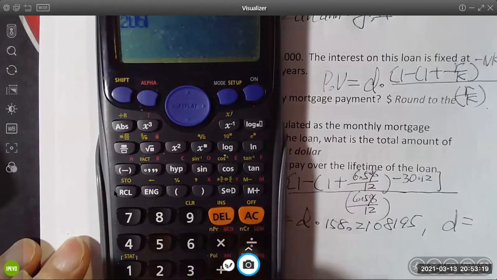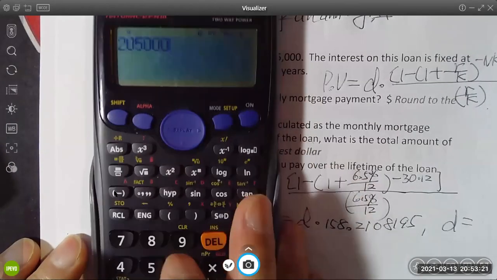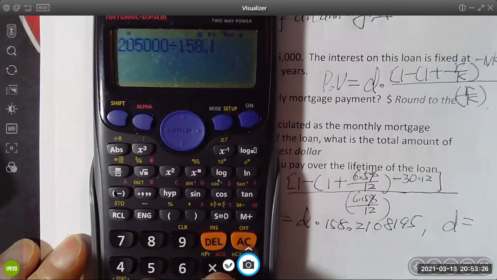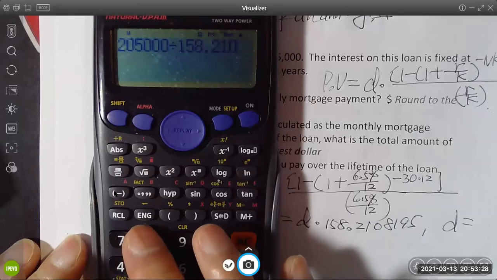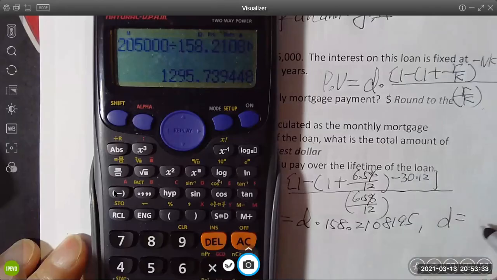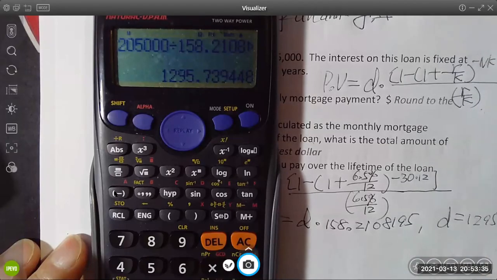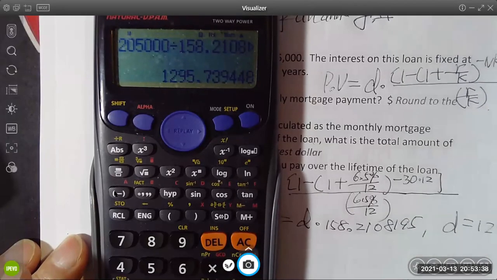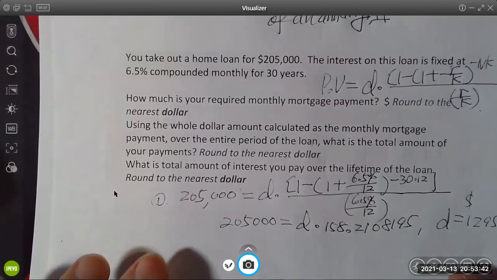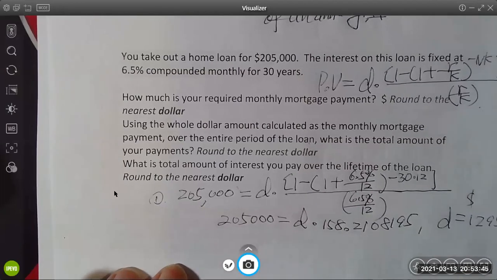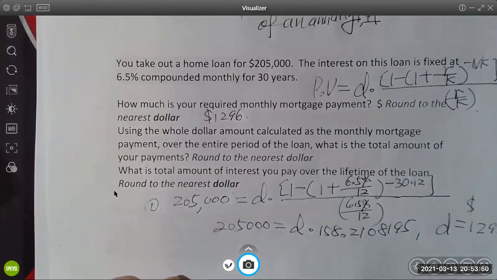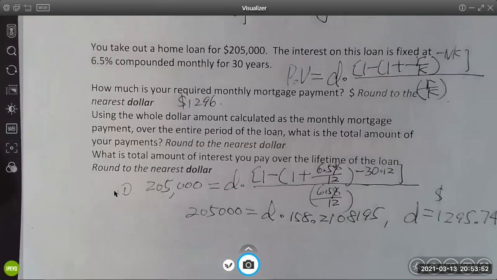And now we just do a simple division to find D. 205,000 divided by 158.2108195 equals 1,295.74. So this is the monthly payment. Now, round to the nearest whole dollar. That'll be 1,296. So put it in here, 1,296. I always look at the requirement. Next one, use the whole dollar amount.